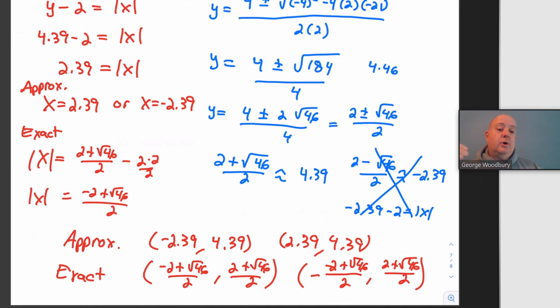If you have an equation with an absolute value, that's a great equation to use for substitution. Set the absolute value equal to the rest of the expression, then you can substitute that expression in. And when you square it, the absolute value doesn't matter.